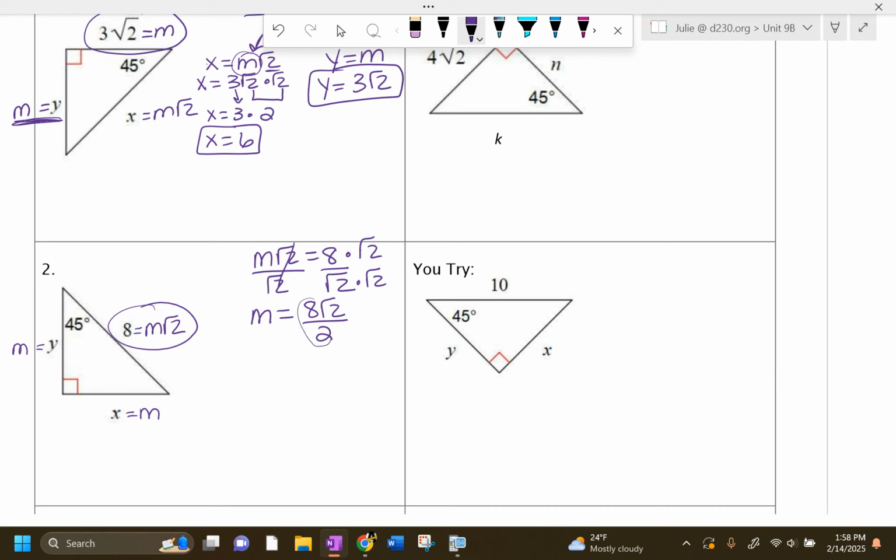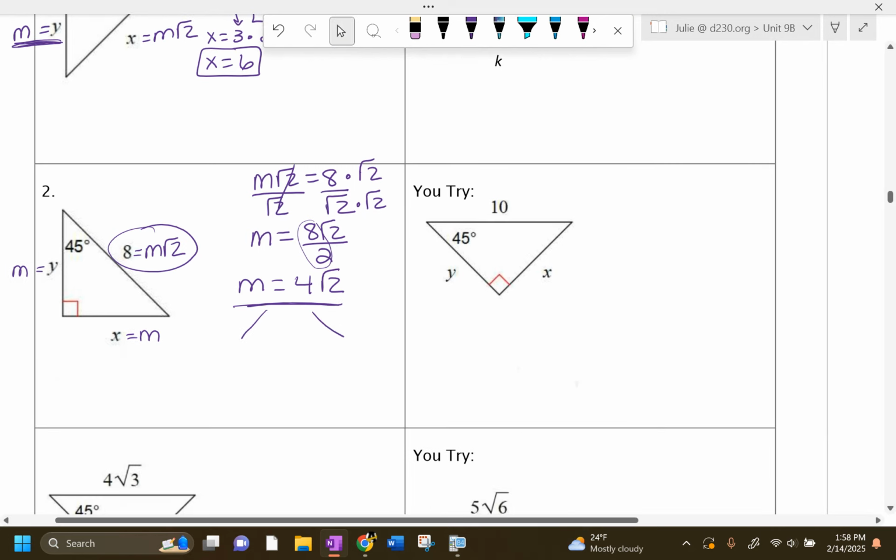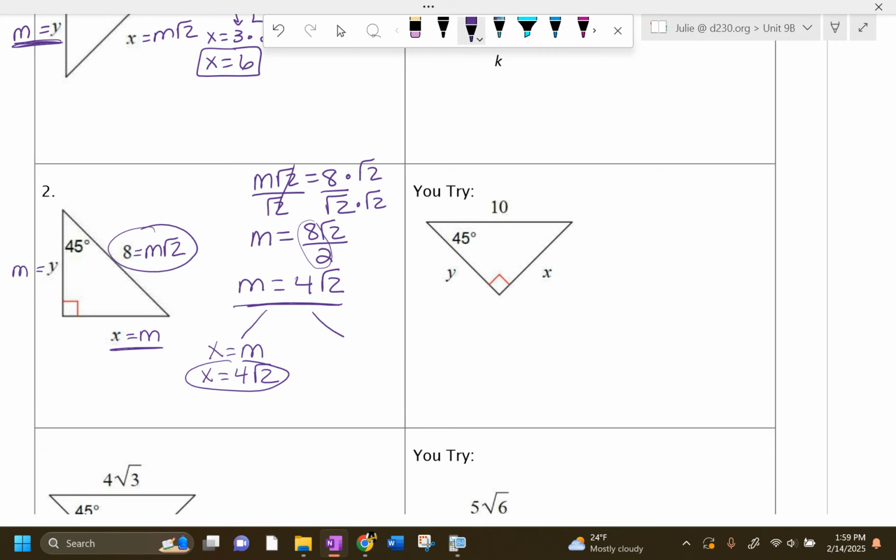All right, now I can simplify the 8 and 2 because they're both outside the radical. 8 divided by 2 is 4. And then I bring down the square root of 2. All right, once the m is by itself, I can go ahead and substitute it in for my x and y. So my x is just equal to m. M is 4 square root 2. Okay, and then y. Y is just equal to m. Again, m is 4 square root 2. Can't simplify those, so I'm done.